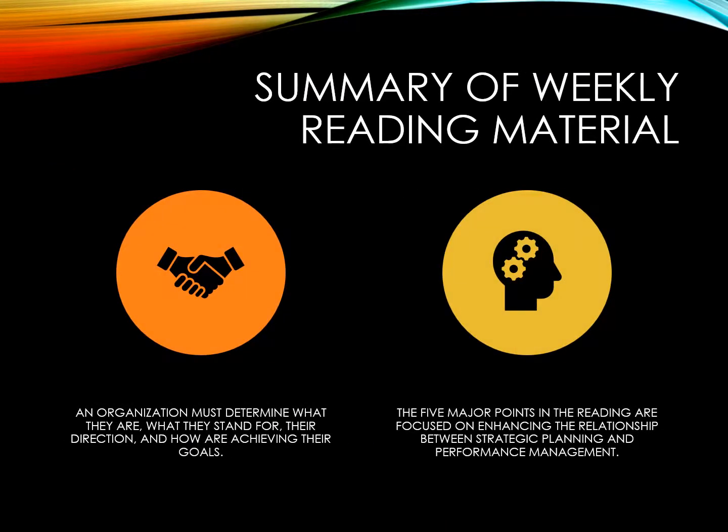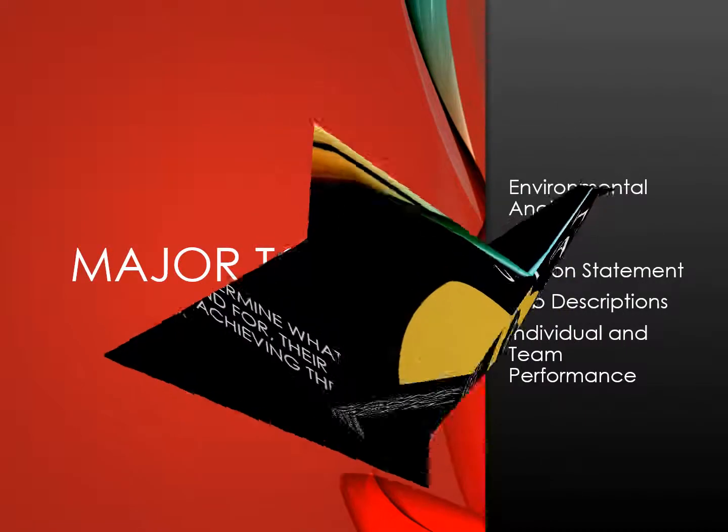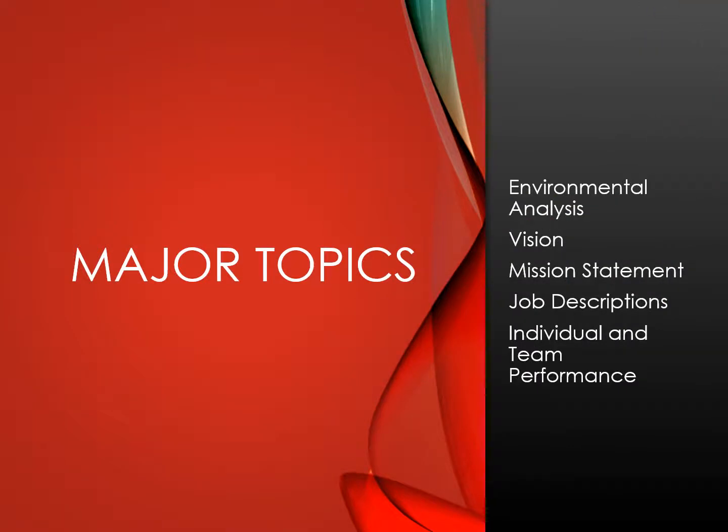The focus of this week's reading is strategic planning. Strategic planning is the process of determining an organization's destination and tackling any barriers that are in the way of achieving their goals. The 5 major points in this week's reading are focused on improving the relationship between strategic planning and performance management. This week's reading is split into 5 major topics. These topics are environmental analysis, vision, mission statement, job descriptions, and individual and team performance.